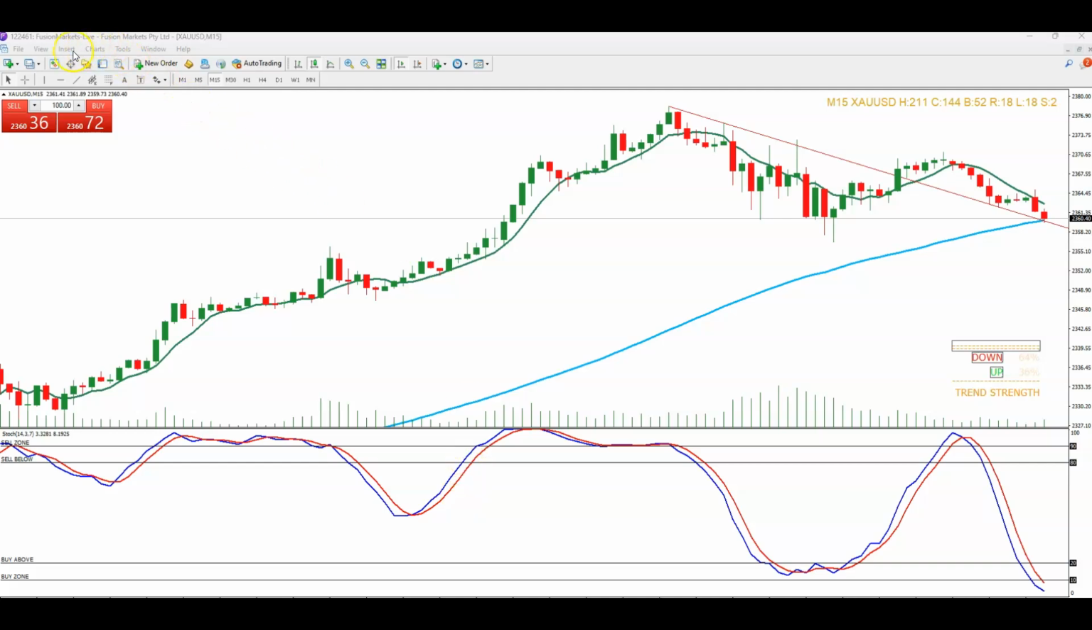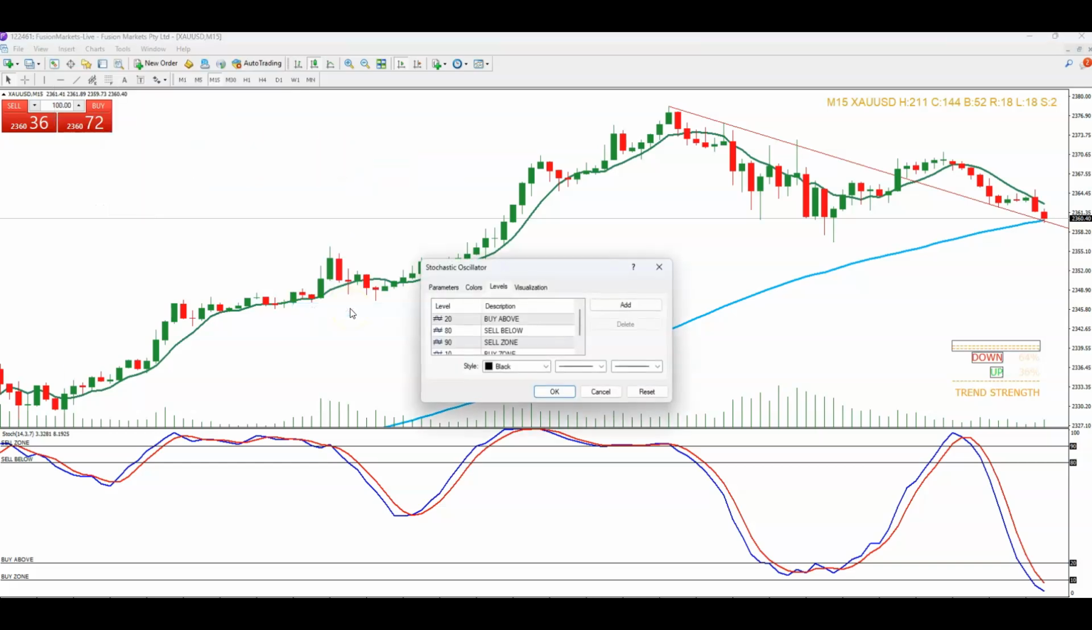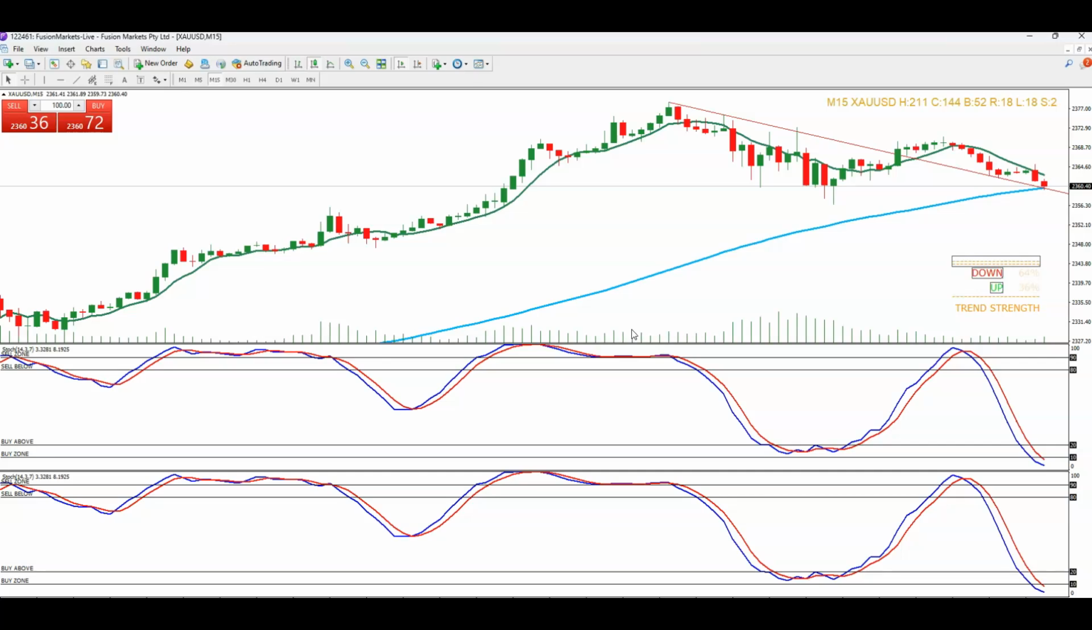Now to put this on your chart, just simply go to indicators, oscillators, stochastic oscillator, and your parameters are 14, 7 and 3, and you have several levels here if you can see those. I have a 20, an 80, a 90, and a 10. So the 10 is a buy zone, the 90 is a sell zone, 80 is sell below, and 20 is buy above.